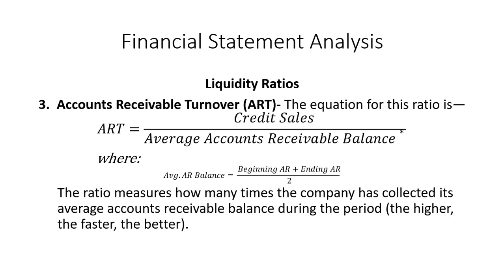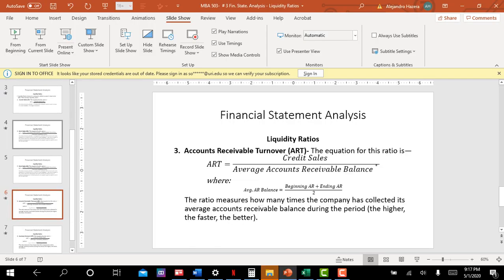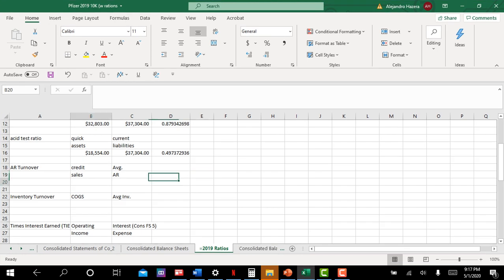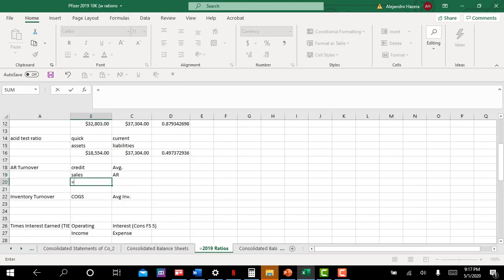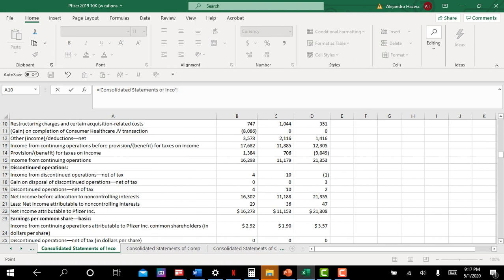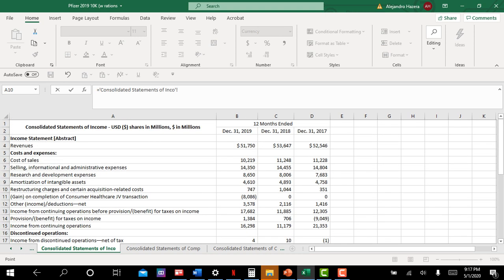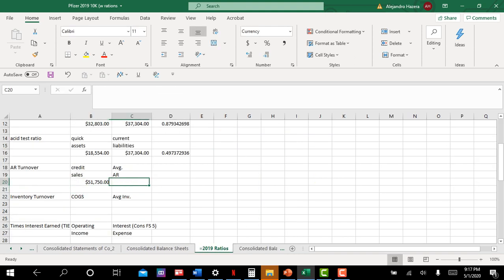And I'm going to show you on the worksheet a variant of this ratio. Okay, so let's go over here. We're going to take credit sales. Even though this is theoretically not correct, a lot of analysts just go to the statement of income and take total sales, which should be total net sales. So they'll take total revenues of 57,570.